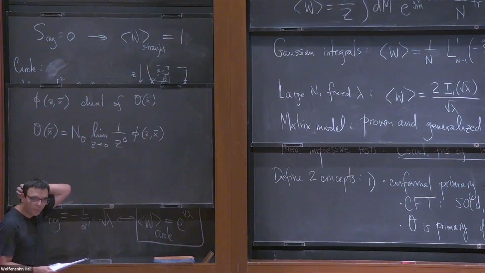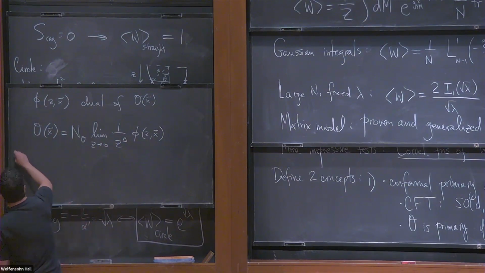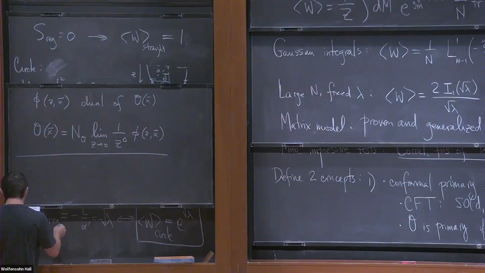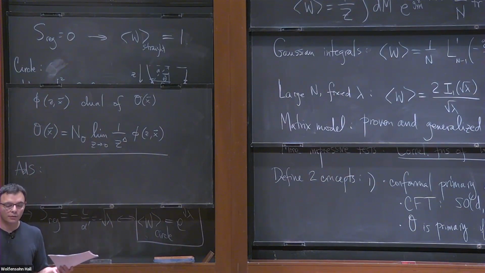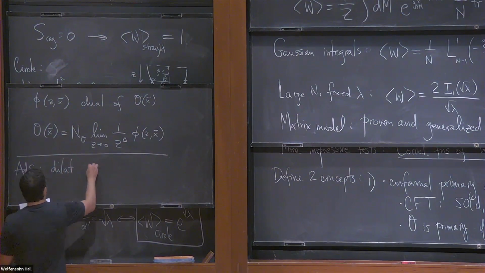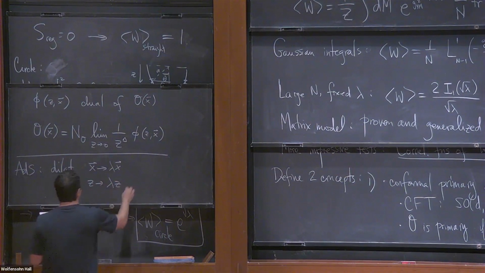So let me give a brief justification of this, just to see that it makes sense. In AdS, of course, on the boundary in a CFT, dilatation is not an isometry. It doesn't preserve the metric. It just changes the metric by a scalar factor. But in AdS, dilatation, which is x goes to lambda x, accompanied by z goes to lambda z, is an isometry.